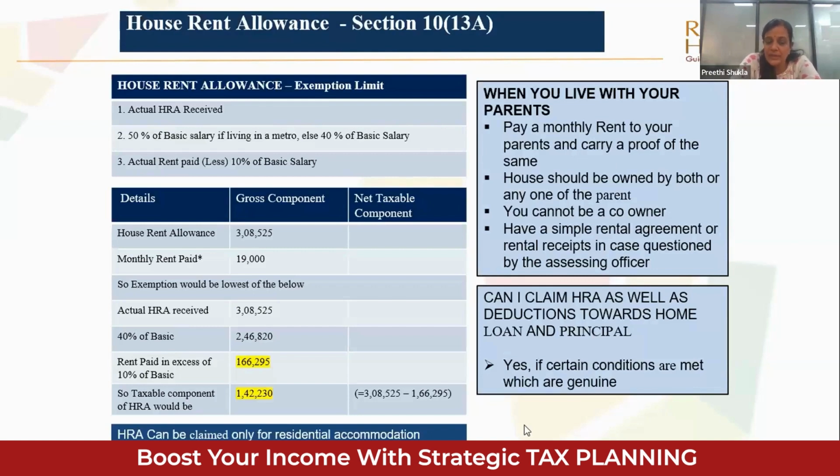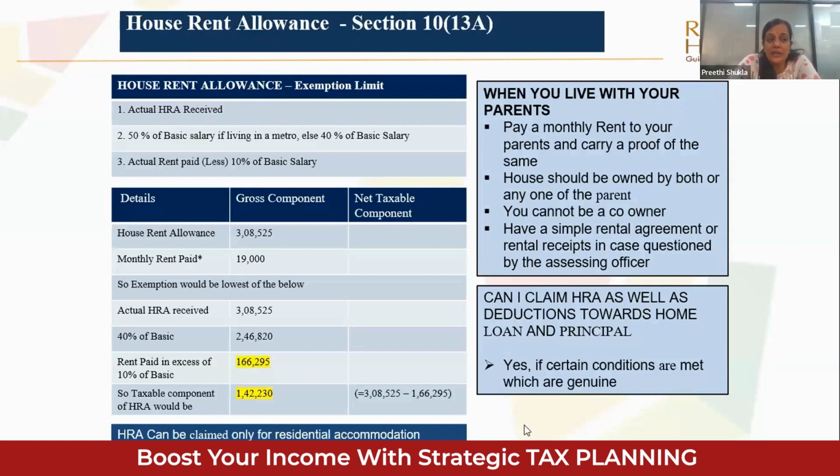I've given the working on how it works. If you're getting 100 rupees as house rent allowance, from this 100 rupees you can remove the lowest of the three: either 40% of your basic, or rent paid in excess of 10% of your basic, or the actual HRA received. Whatever is the lowest number can be removed. If it's 20 rupees, you remove 20 rupees and only 80 rupees gets taxable. You can go online to check how much is your exemption limit. There are plenty of calculators available.